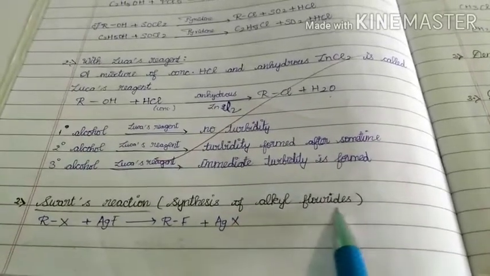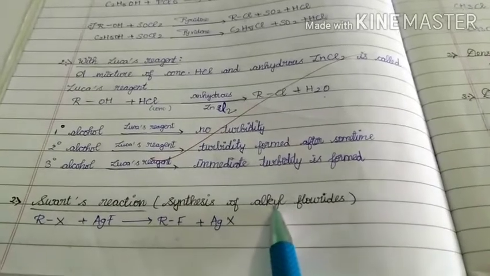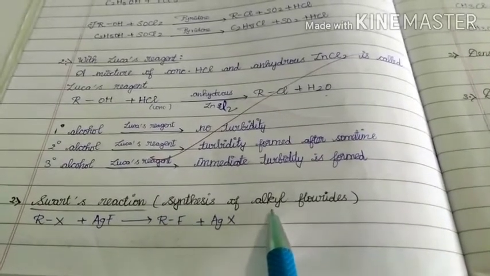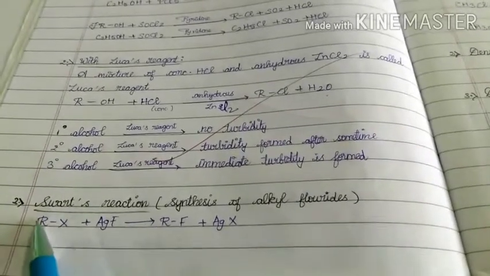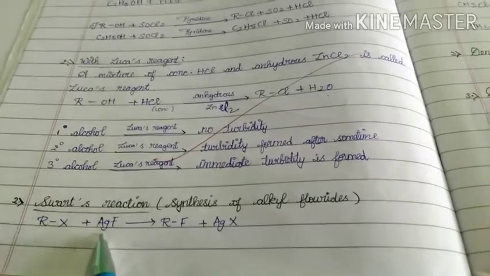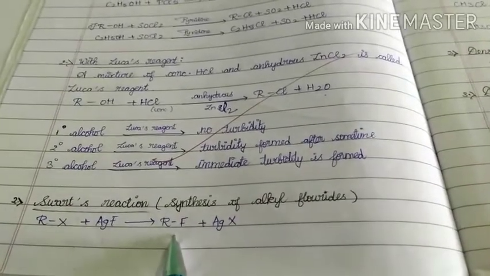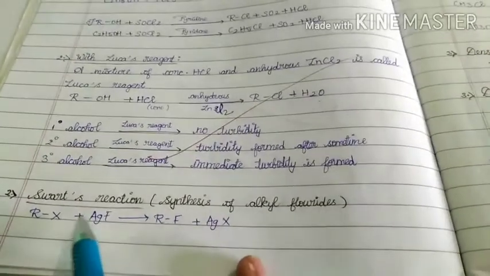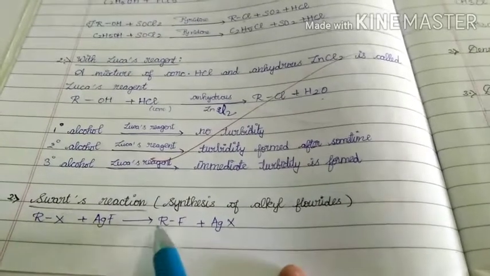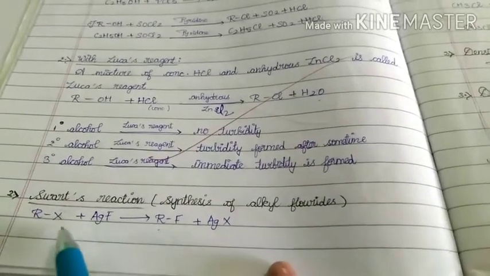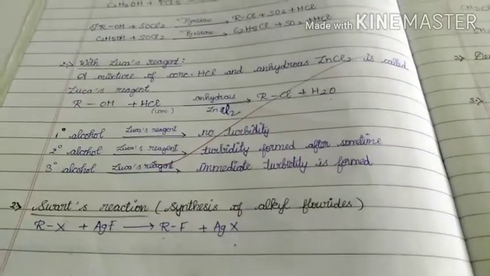Synthesis of alkyl fluorides, not alkyl chloride, alkyl bromide, alkyl iodide. The only purpose is making alkyl fluorides. For that, first we have to take an alkyl halide. When this alkyl halide reacts with AgF, silver fluoride, then we get alkyl fluoride. That means this halogen is replaced by this fluorine atom. Then we get alkyl fluoride. Then this halogen bonds with the Ag. Then AgX is a byproduct.